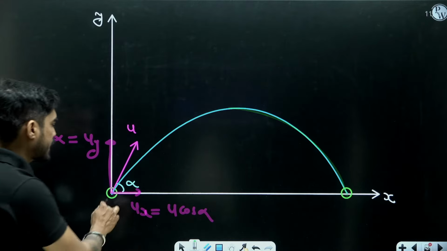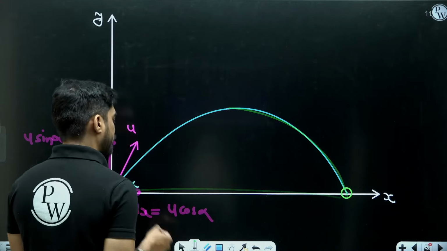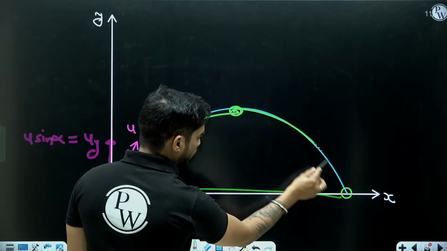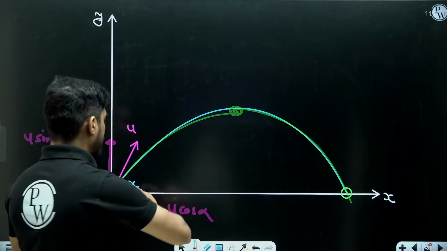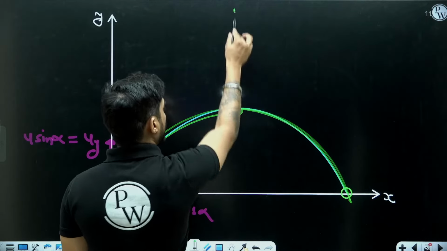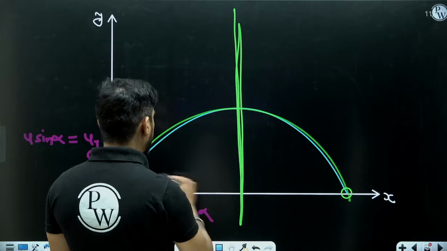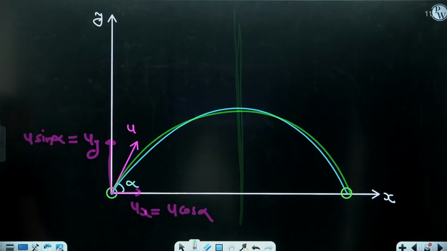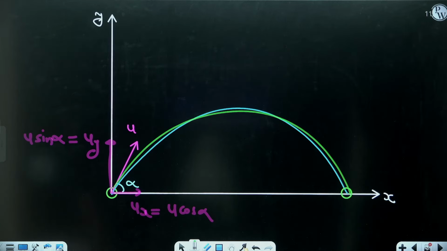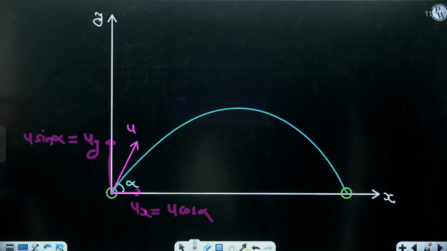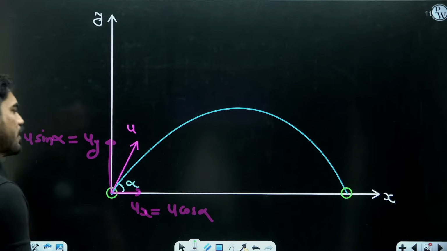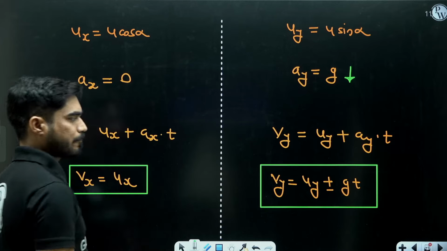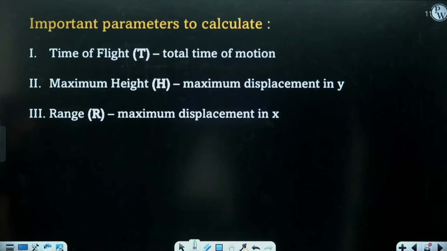So in x direction, the velocity remains constant. In y direction, from here to here, velocity decreases, and then from here to here, velocity increases. This entire path is symmetric about the center. Okay. So I hope you have understood this. If you want to find the velocity or displacement or acceleration anywhere, you need to just consider this motion in x and y separately.